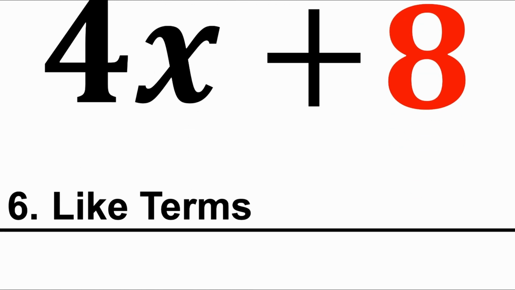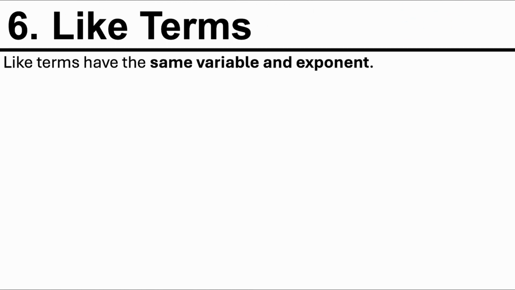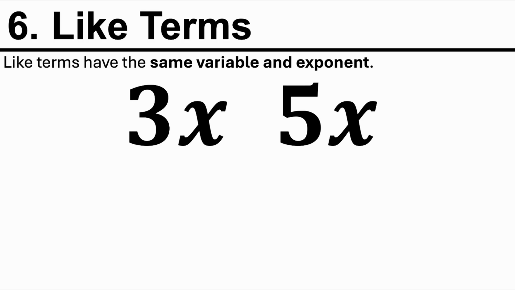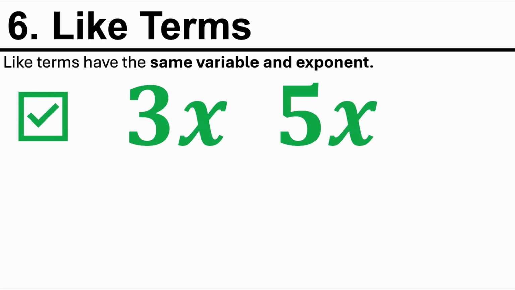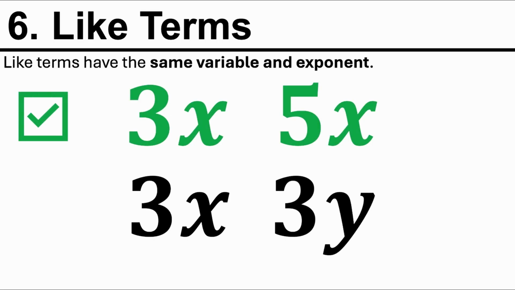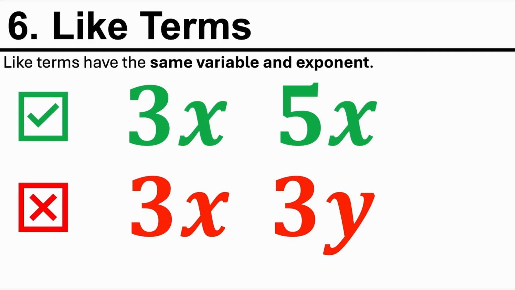Let's continue. Like terms. Like terms are terms that have the same variable and exponent. So looking at 3x and 5x, they both have x's and they have the same exponent, and therefore they're like terms. However, 3x and 3y do not have the same variable, and therefore they are not like terms.